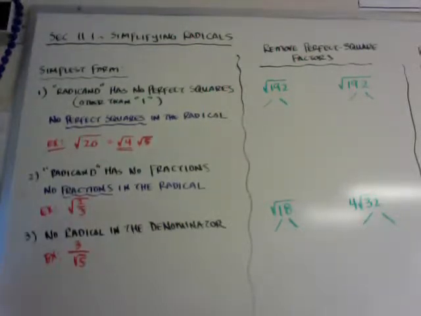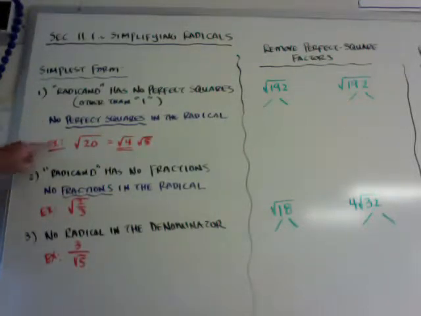Hi guys, this is section 11.1, which is simplifying radicals. There's a few rules you need to know to make sure that your answer is in simplest form. Number one, the radicand, or whatever's under the radical, cannot have any perfect squares other than 1. So no perfect squares in the radical other than 1.